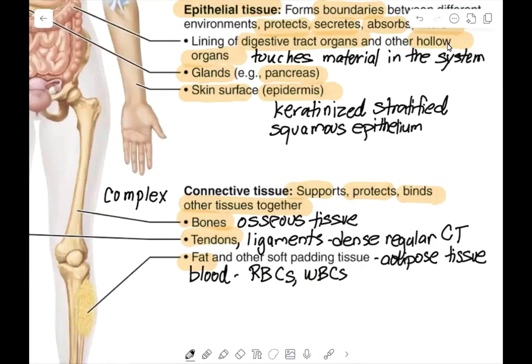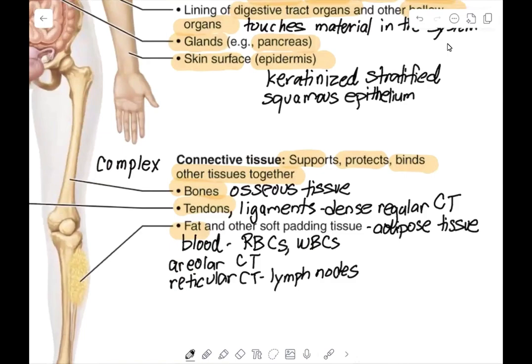Other examples are things like areolar connective tissue, adipose connective tissue. We talked about adipose. There's reticular connective tissue, which would be in the lymph nodes as well as the spleen. There's different types of dense connective tissue, like the one I mentioned here for tendons and ligaments. There's also another type called dense irregular connective tissue. The dense irregular connective tissue is going to be found in joints.